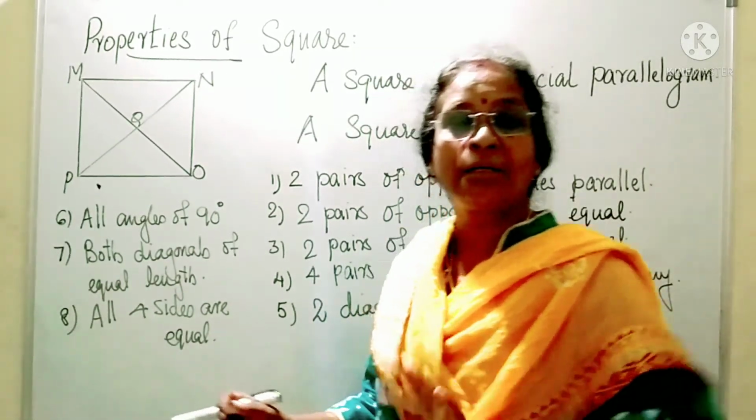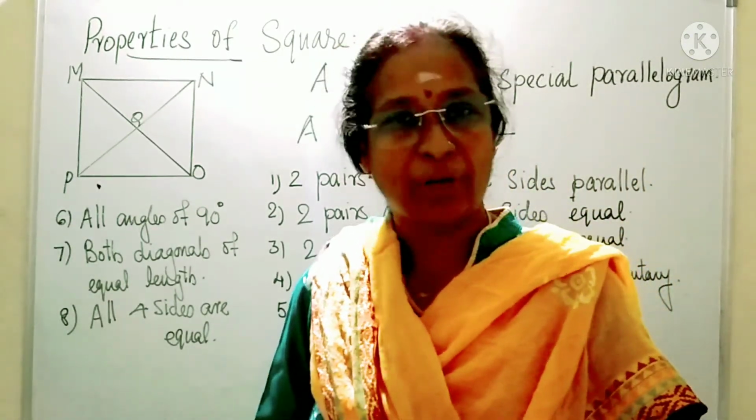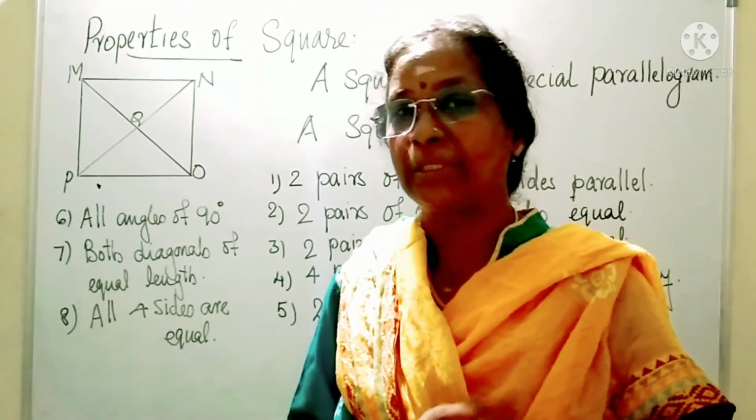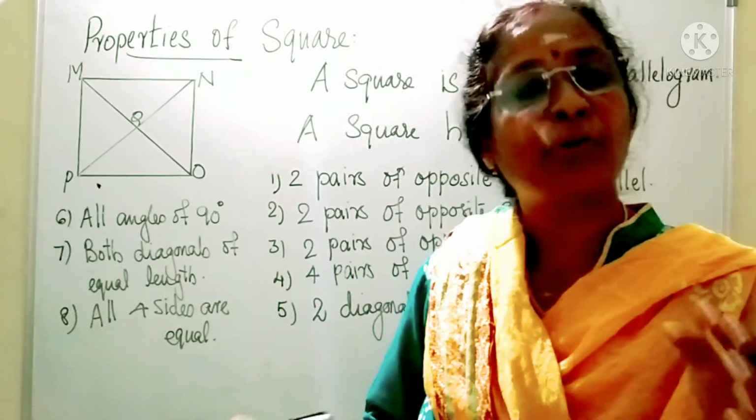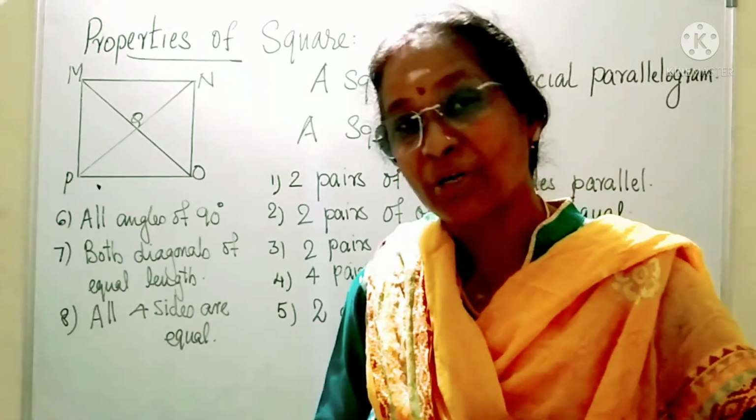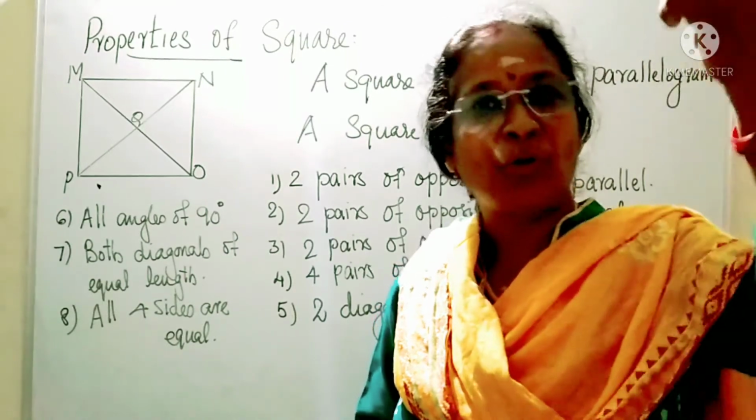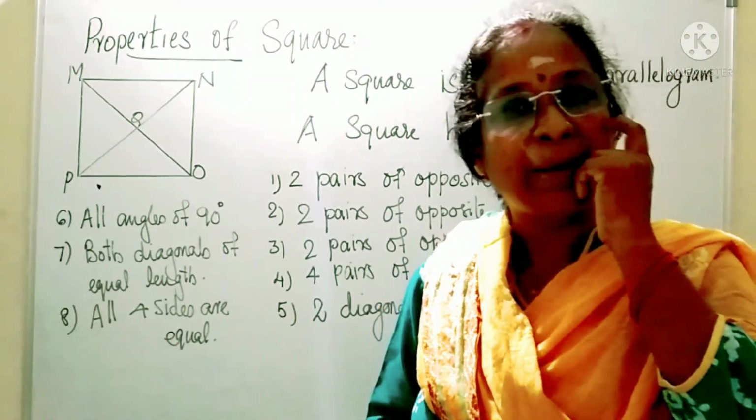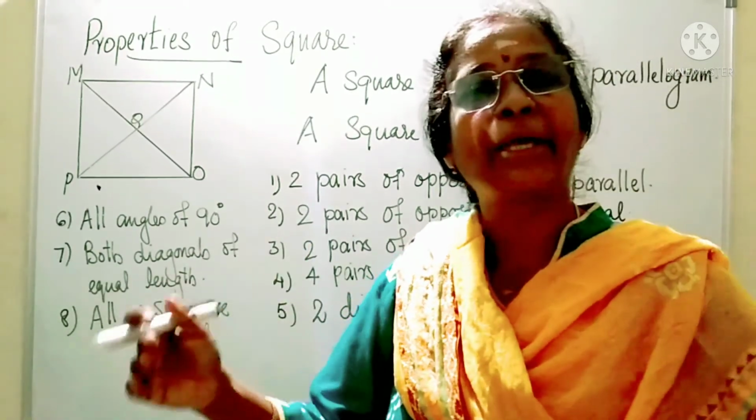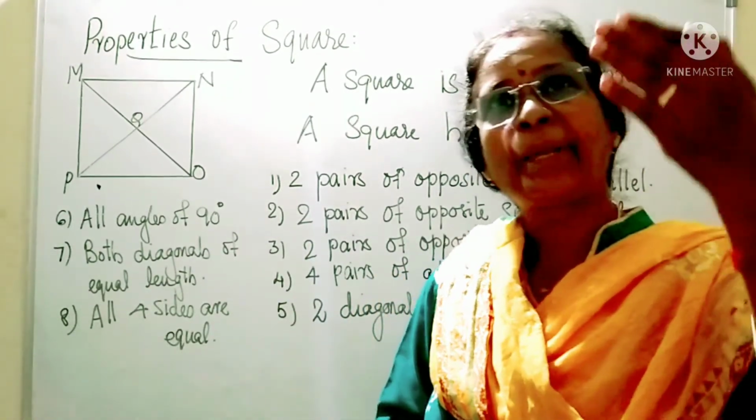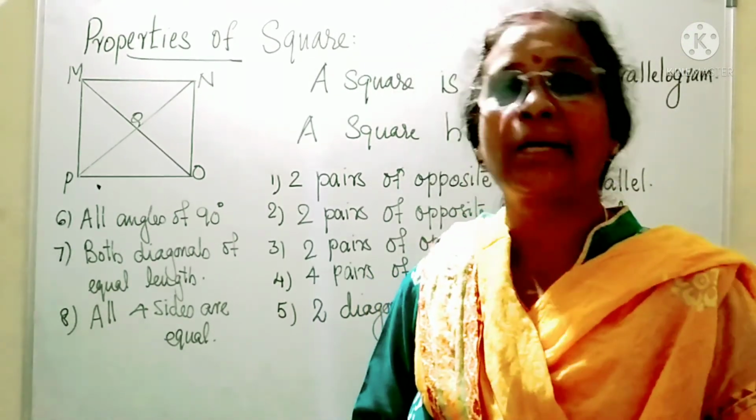See, in a rectangle, they have not told that you cannot have all 4 equal sides. You can have 4 equal sides, but it is not compulsory. Like in a parallelogram, it can have all 4 angles equal to 90 degrees, but it is not compulsory. For a trapezium, 1 pair of opposite sides should be parallel, but it does not say that it cannot have 2 pairs of opposite sides parallel. That means some of the properties are optional for some of the quadrilaterals.